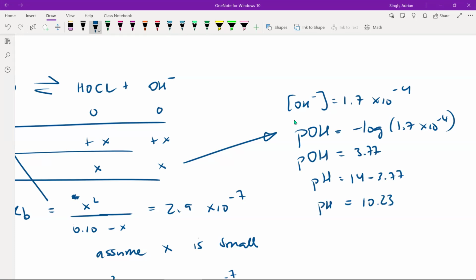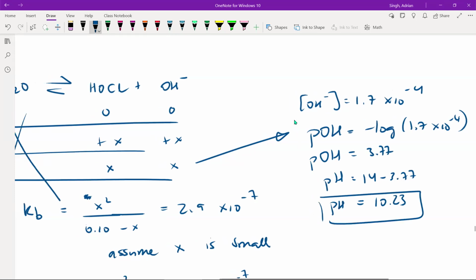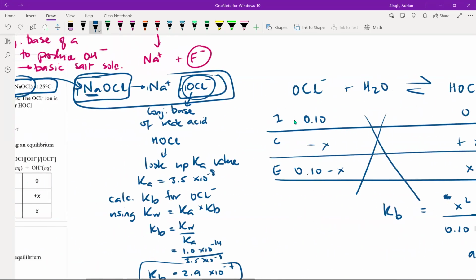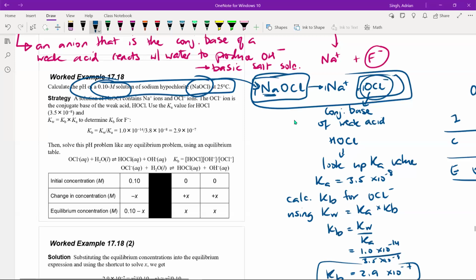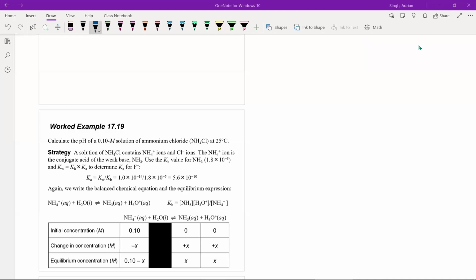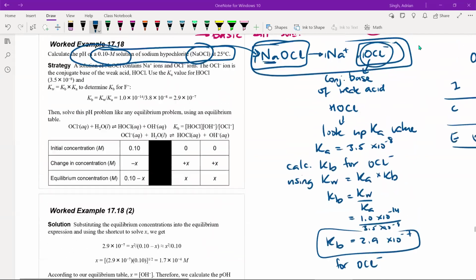Okay, that makes sense. The pH is basic, and we predicted that this salt, the salt containing the conjugate base of a weak acid, should be a basic salt solution. So that is the case for basic salt solutions.